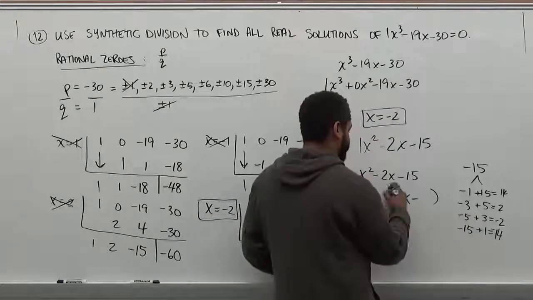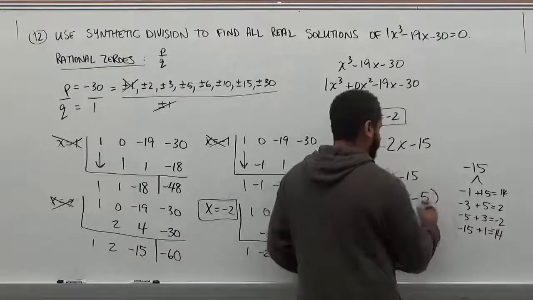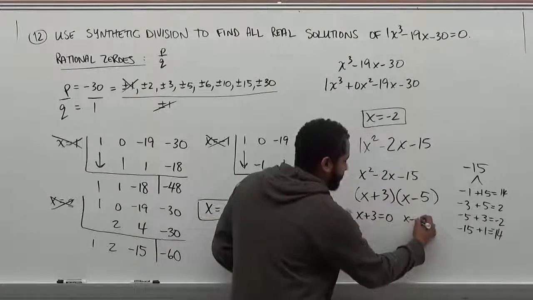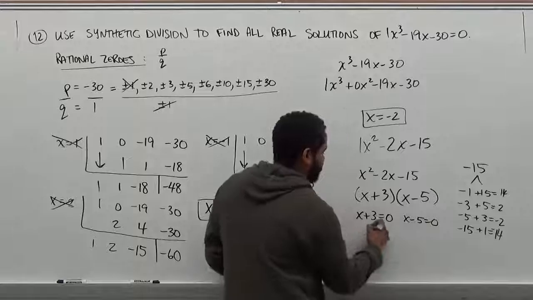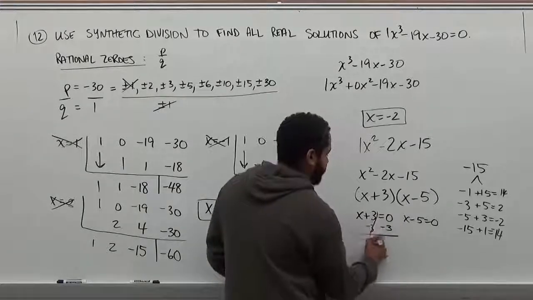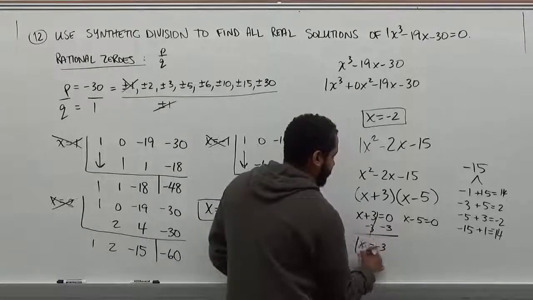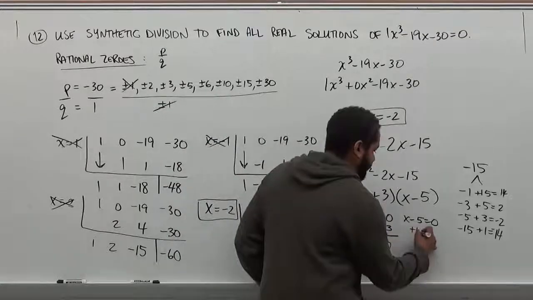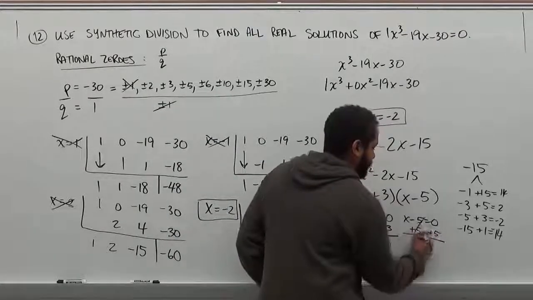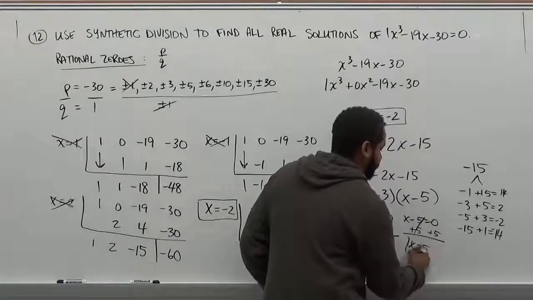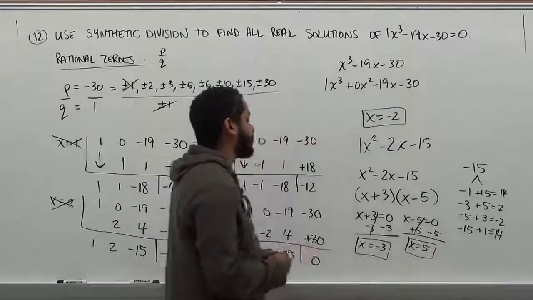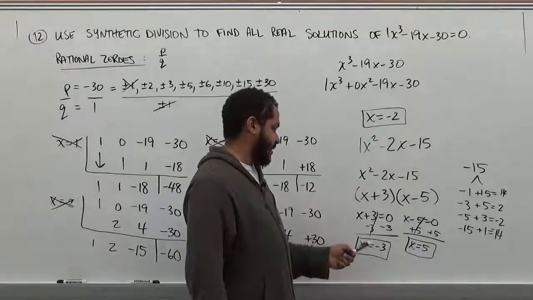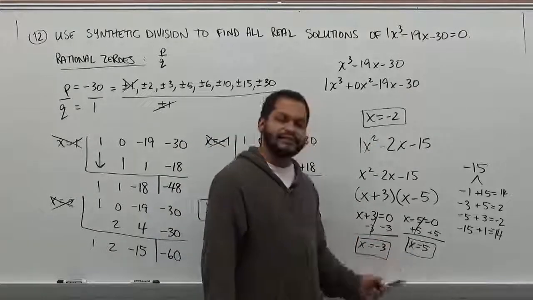So the 3 goes here, the 5 goes with the negative, and we solve each one. So x plus 3 equals 0, x minus 5 equals 0. We subtract 3, these go away, and x equals negative 3. There's our second solution. And our final solution, we add 5 to both sides. These go away, and we get x equals 5. So there we go. We have all 3 solutions to this problem. We know x equals negative 2, x equals negative 3, and x equals 5.